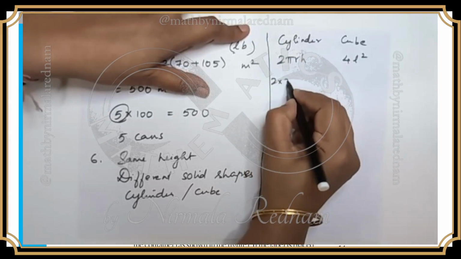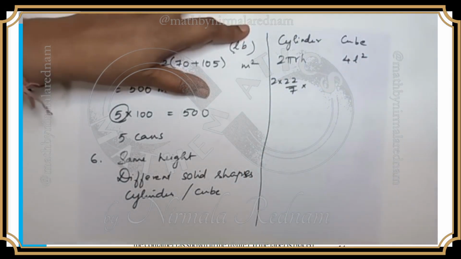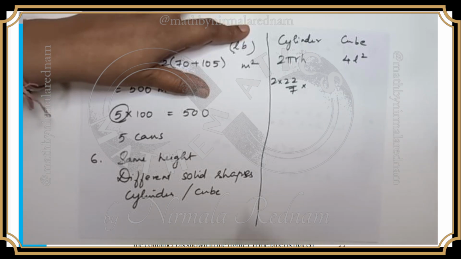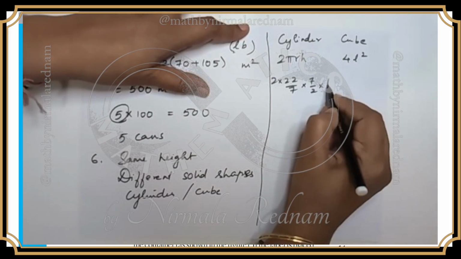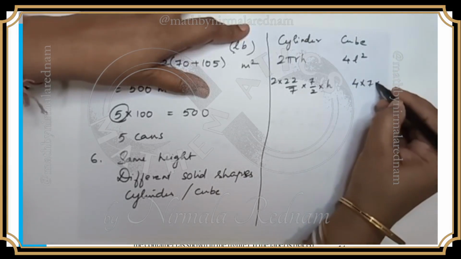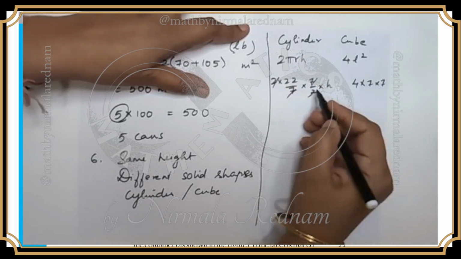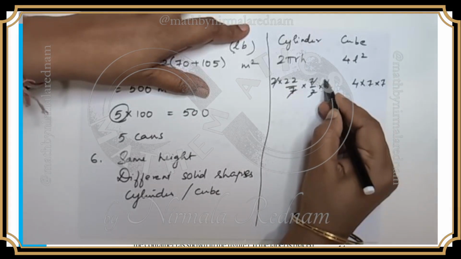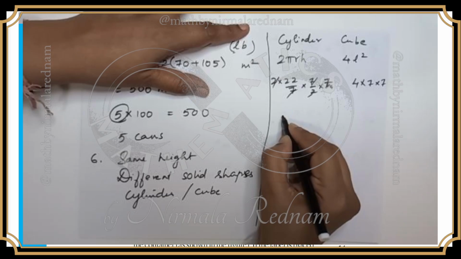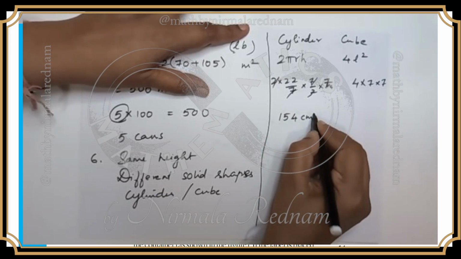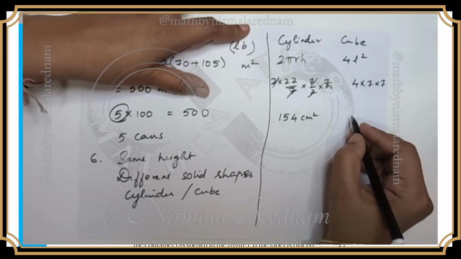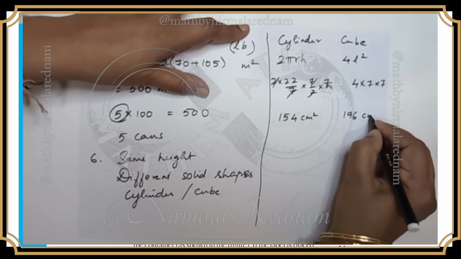So here it is going to be r. What is the radius of the cylinder? The diameter is 7, so the radius is going to be 7 by 2. And height is 7. And over here it's going to be 4 into 7 into 7. So if you simplify, 7 into 22 is 154 square centimeters. 49 into 4 is 196 square centimeters.